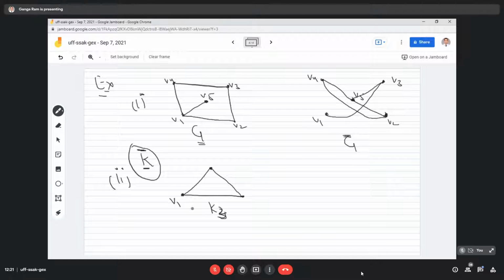Here V1, V2, and V3. It is a complete graph with 3 vertices, K3. So what is K3 bar? The number of vertices will be 3, and we cannot join any edges, because if we join, then the edge will be in K3. Due to the completeness of K3, we cannot join any edge to these vertices. So what is this? This is the empty graph.